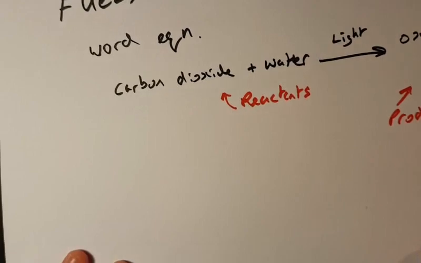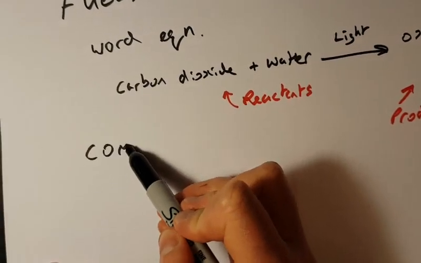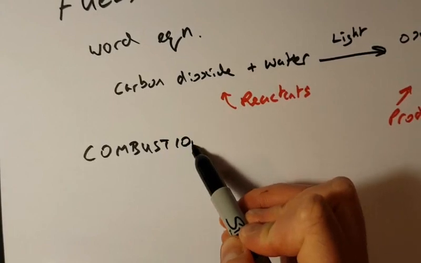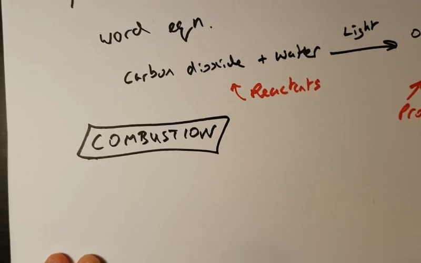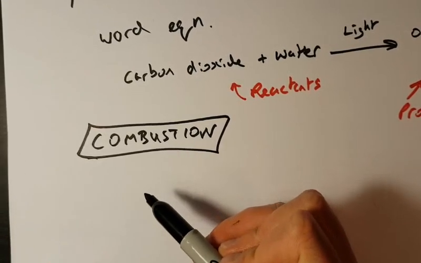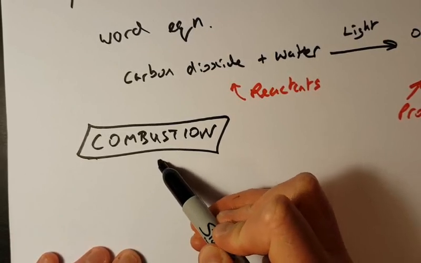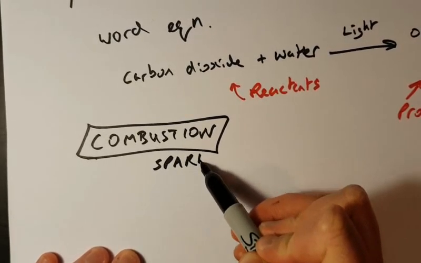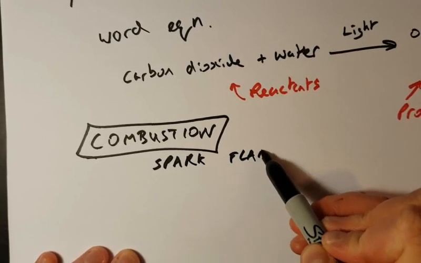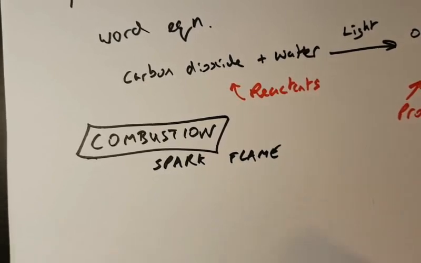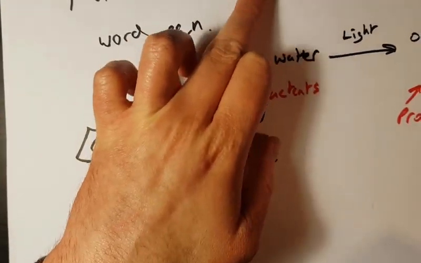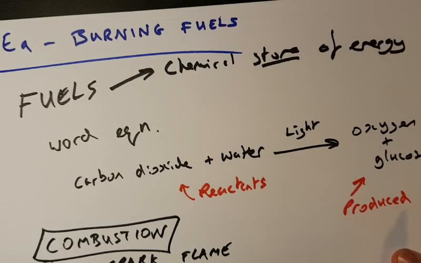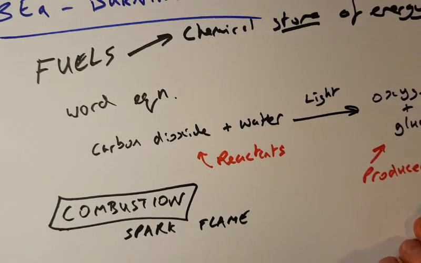So, if we were to burn fuels, that would be called combustion. Okay, so to burn a fuel, you need some energy to start with, to start the reaction. That could be something like a spark or a flame, and that provides the initial energy. Once you then have that energy, the combustion will begin. You begin to burn your fuel, and that would now mean that the fuel, which was a chemical store of energy, is now releasing energy to its surroundings.